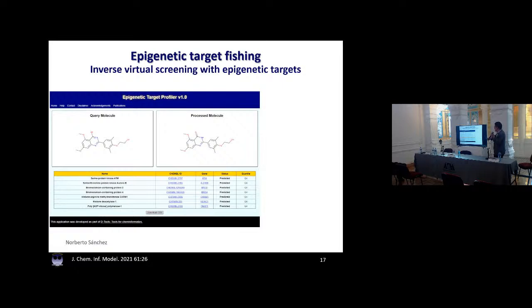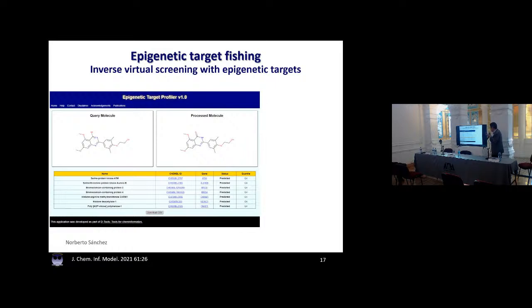So this is basically the type of output that the user will see. It's basically the input structure, the query molecule. The server performs an internal standardization of the molecule. And here at the bottom, the user will have the list of epigenetic targets for which that compound is predicted to be active.